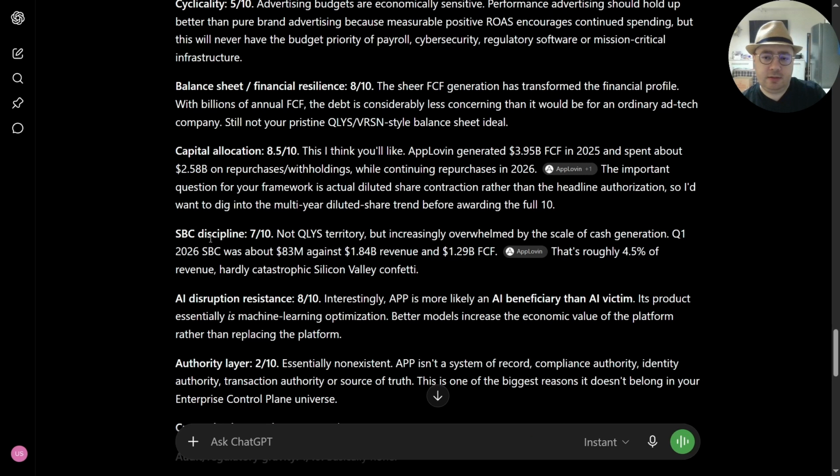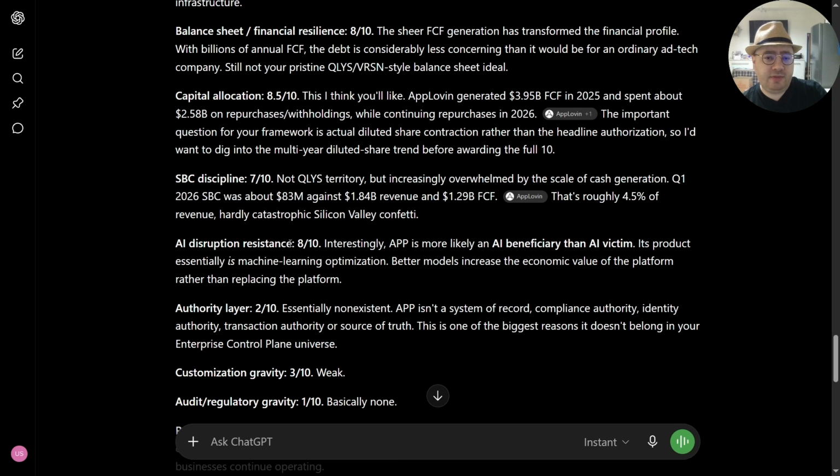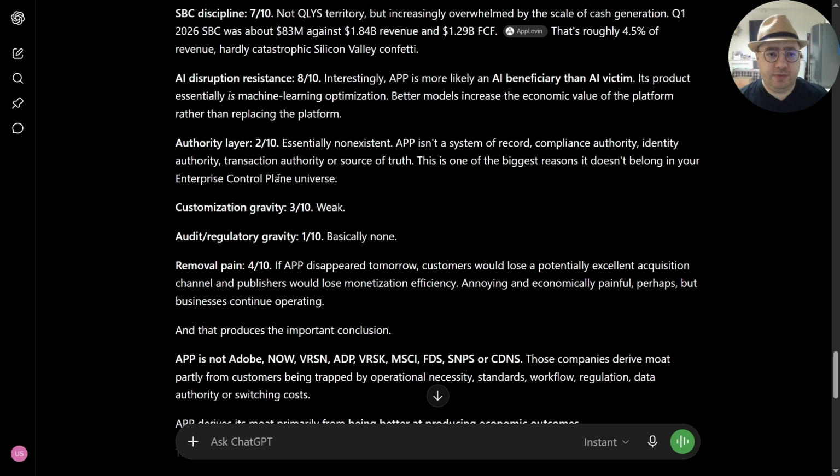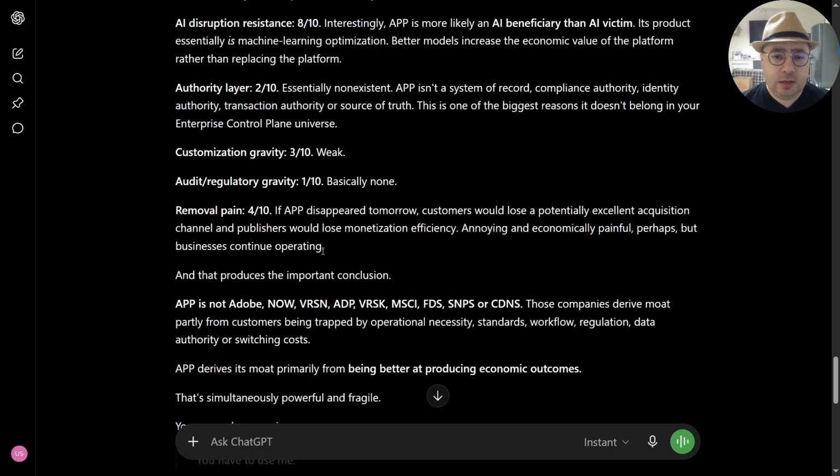That's good. We have seen that they don't do excessive stock-based comp. AI disruption resistance, 8 out of 10. I mean, we already read that AppLovin is using AI. So it's an AI beneficiary. It's not a victim. It's not going to be threatened by AI. It is threatened in the sense that Google can make the same kind of powerful AI algorithm and compete against them. So that's a problem for them. So yeah, removal pane, some other filters that appeared here that I don't really use so much anymore.